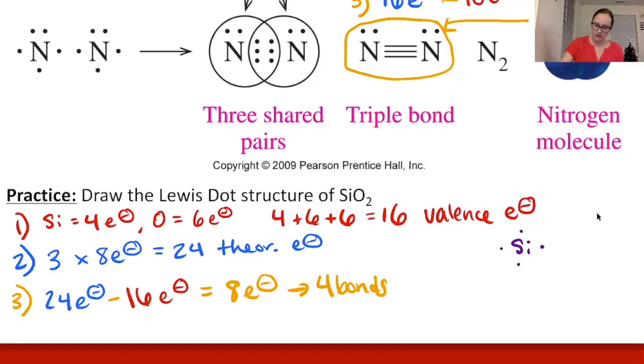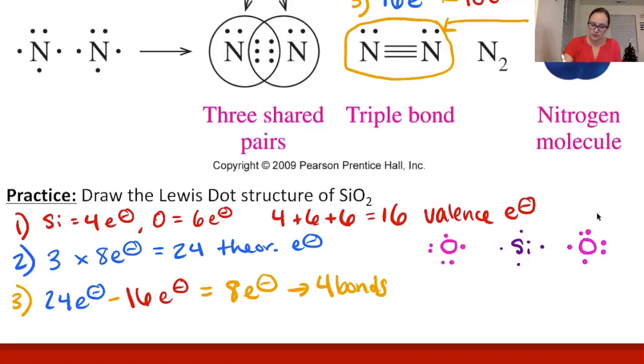Okay, and then we're going to have oxygen. We'll draw 1 on either side. And I'm going to draw its 6 valence electrons. I'm going to change these just a little bit. So we're going to have our 1 on top, 1 on the side. There we go.